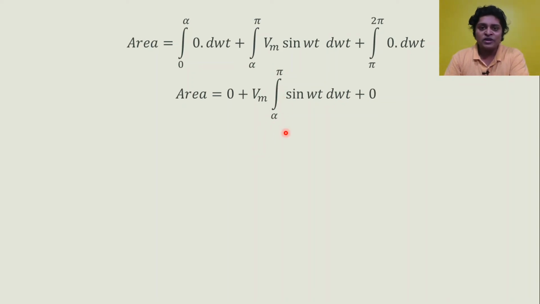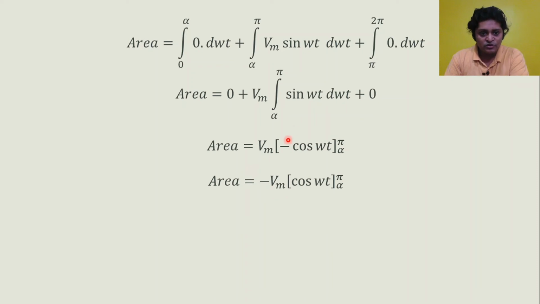Integration of sine of omega t is minus of cos of omega t. So let's apply the integration. The integration of sine is minus cos of omega t over the limit alpha to pi. Now to solve it further and to apply the limits, to simplify, we'll take this minus sign out of this particular bracket. It is not needed actually. It is just for simplification; we can keep the negative sign over there itself.